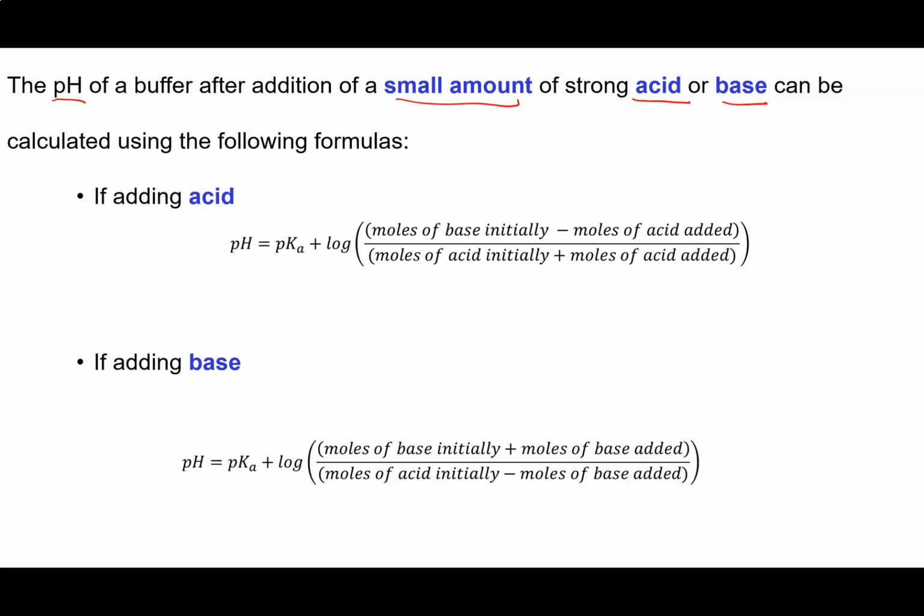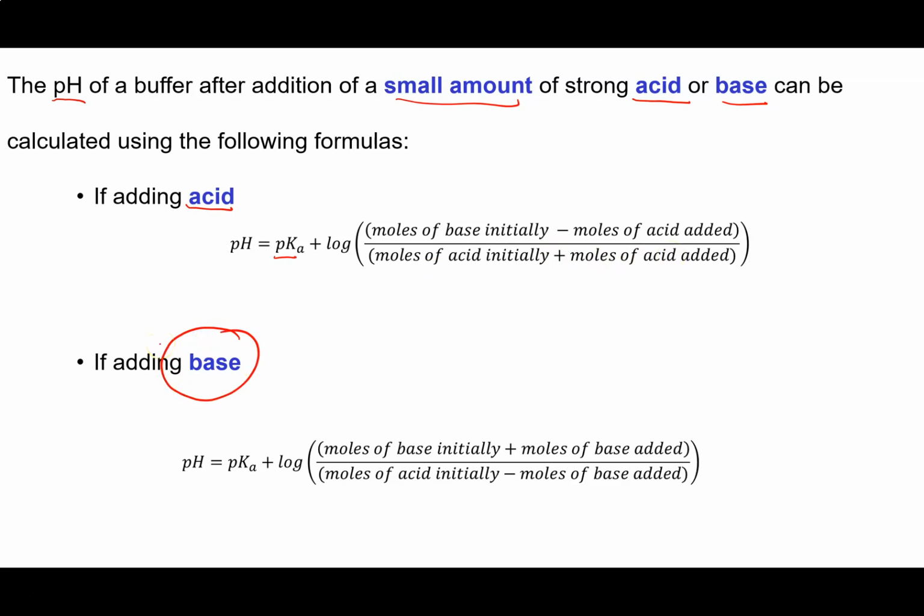So recognizing that adding acid destroys base and creates your acid, then you can rewrite the Henderson-Hasselbalch equation to look like this: if you're adding strong acid, the pH of your buffer after the addition will be equal to the pKa plus log of your initial moles of base minus the moles of acid added, divided by your initial moles of acid plus the moles of acid that you're adding.